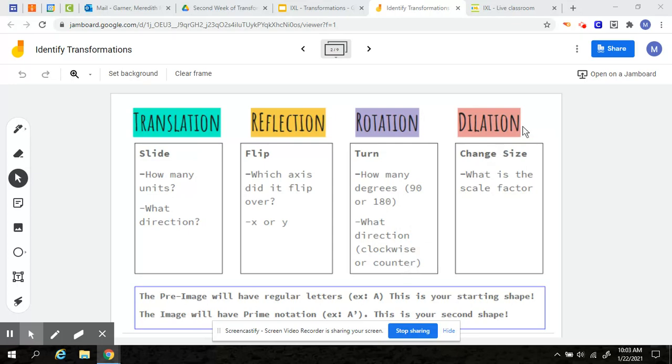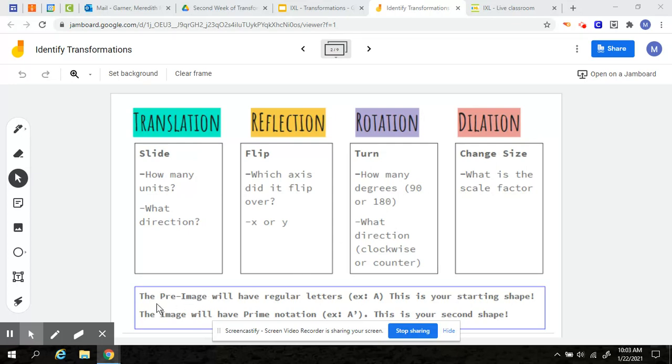Finally, our last one is dilation, which is a change in size, where you must answer what the scale factor is. If the scale factor is greater than 1, the object is getting bigger. If the scale factor is less than 1, then it is getting smaller.